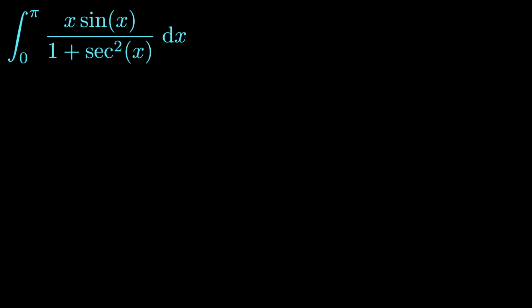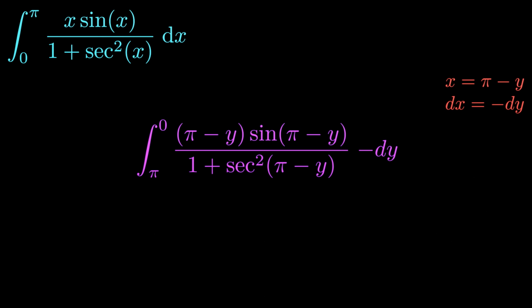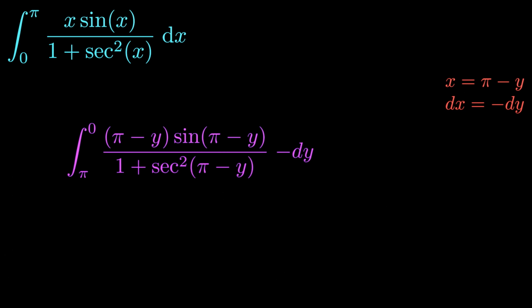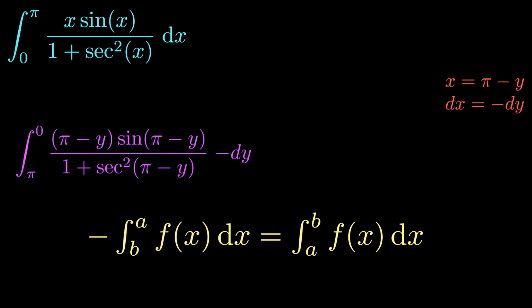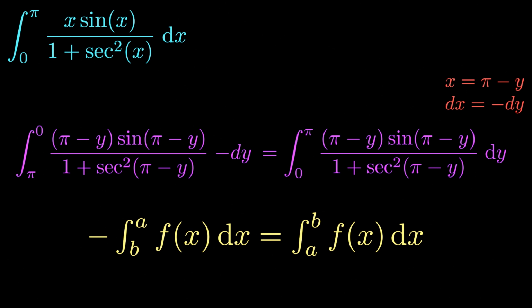Let's begin by setting x to be equal to pi minus y, and differentiating both sides we have dx is equal to minus dy. This allows us to rewrite our integral as the integral from pi to 0 of (pi minus y) multiplied by sine of (pi minus y) divided by 1 plus secant squared of (pi minus y) multiplied by minus dy. And we can use the following identity to rewrite our integral without the minus sign. All we basically do is switch the limits of integration, and this allows us to get rid of the minus sign.